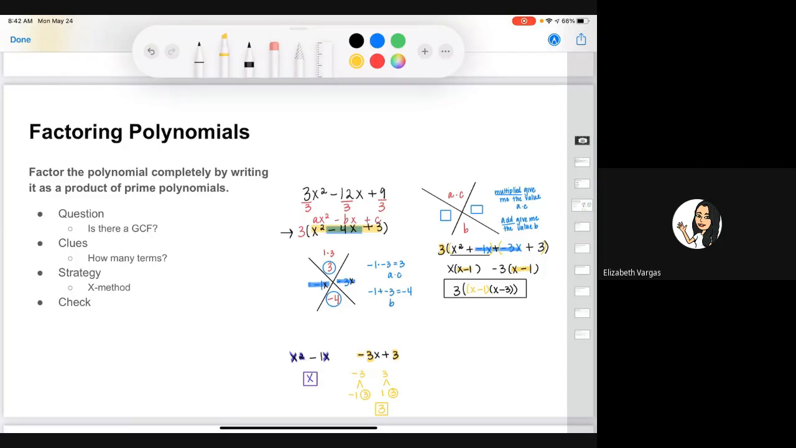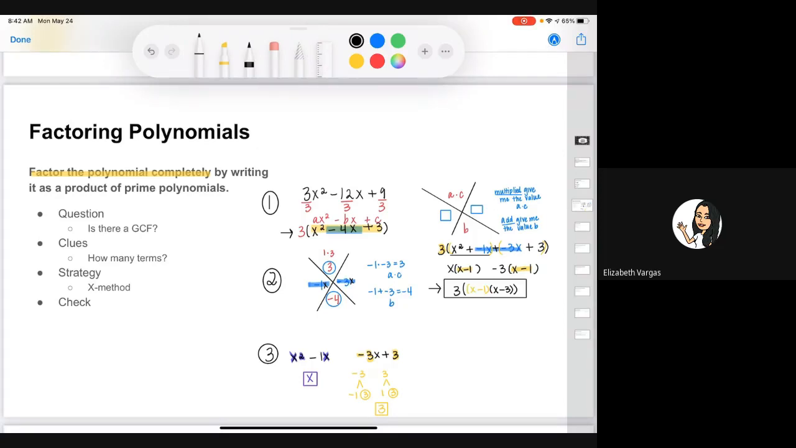But because this question says factor the polynomial completely, I need to factor it to where I have it in the very simplest form, using as many different ways of simplifying polynomials as I can. In this one, I did about 3 different steps. First I factored out my 3. Then I factored my actual polynomial using the x method. Then I used the greatest common factor method. And that gave me my resulting completely simplified polynomial.